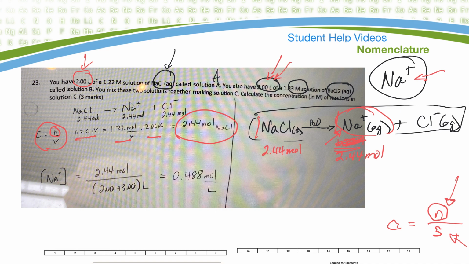So the concentration would be my 2.44 moles, and then I divide that by the total volume. The 2 plus 3 is 5. And if I divide those two, I get that.